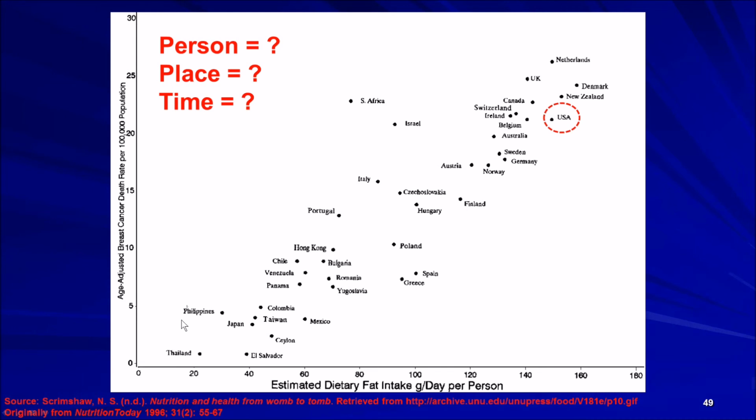Now let me ask you one other question. What would explain this relationship? Is there anything that you know from your background in basic statistics that would explain the relationship between breast cancer and dietary intake? Well, what we would call it would be a least squares regression line, because a straight line seems to be the best explanation of this relationship.